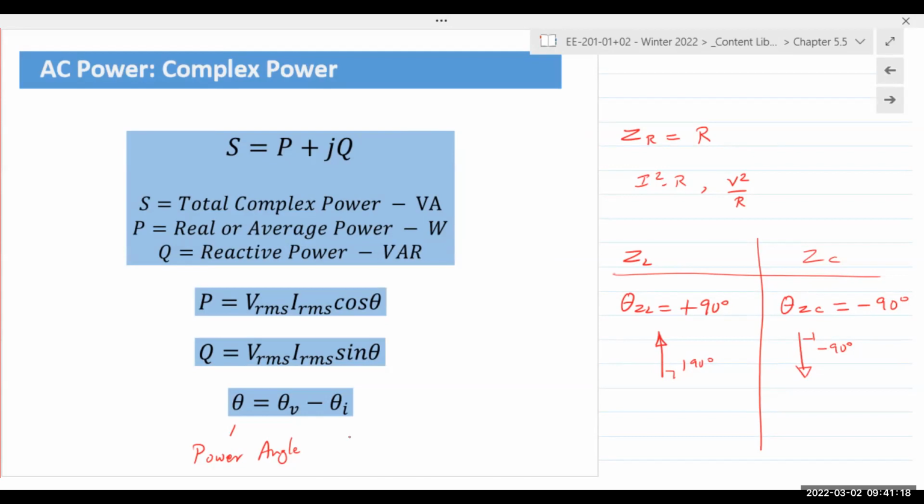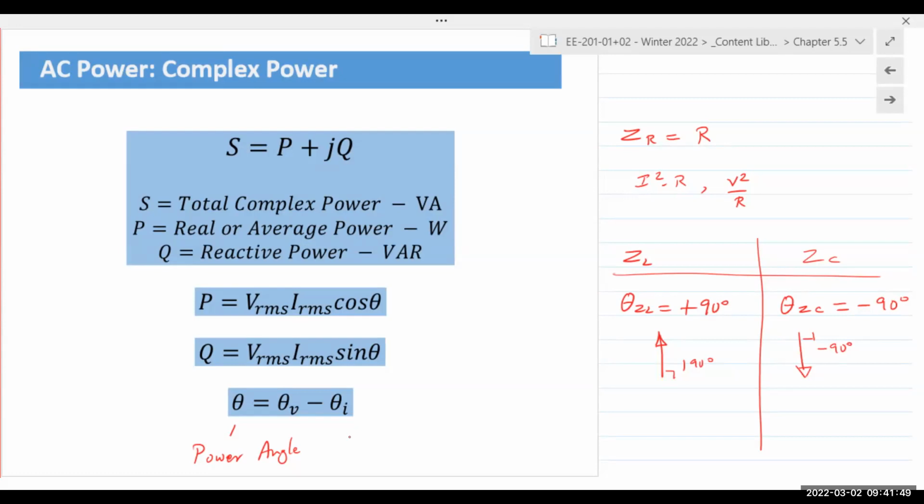Theta is the phase difference between voltage and current, but a resistor does not have any phase difference. Current and voltage for a resistor are always in phase, so it's cos 0. So for a resistor, power should be V times I. That's it, right? V times I. That's what we have learned. So we take the RMS values and we can solve for the power P as well as Q.